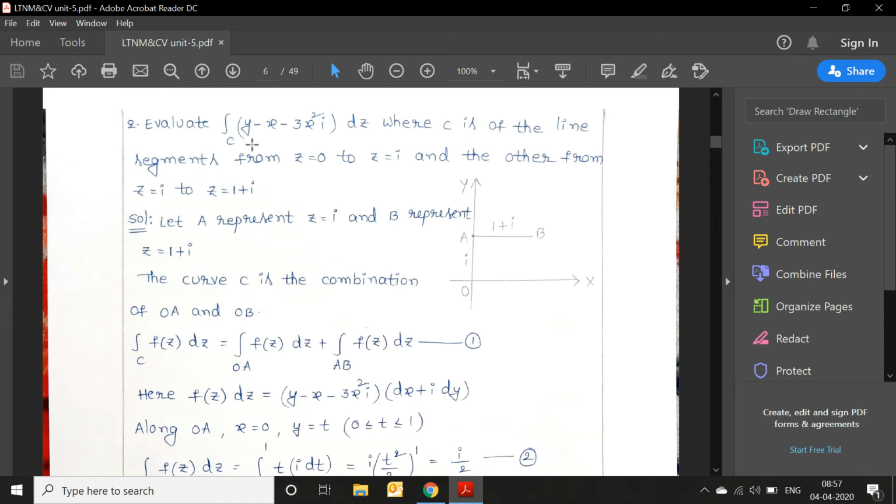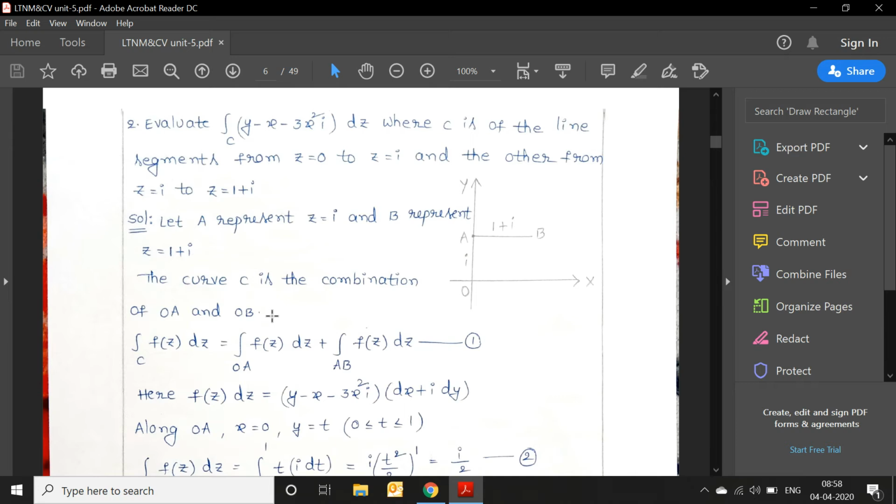Evaluate the integral of (y minus x minus 3x square i) dz, where C consists of the line segment from z is equal to 0 to z is equal to i, and the other from z is equal to i to z is equal to 1 plus i. Let A represent z is equal to i and B represent z is equal to 1 plus i. The curve C is the combination of OA and AB.